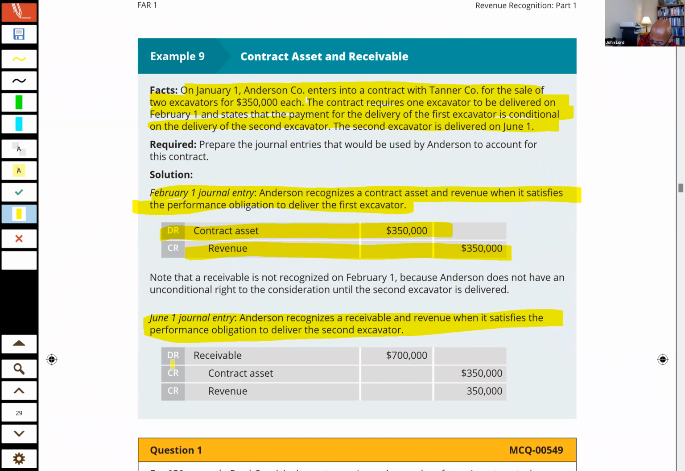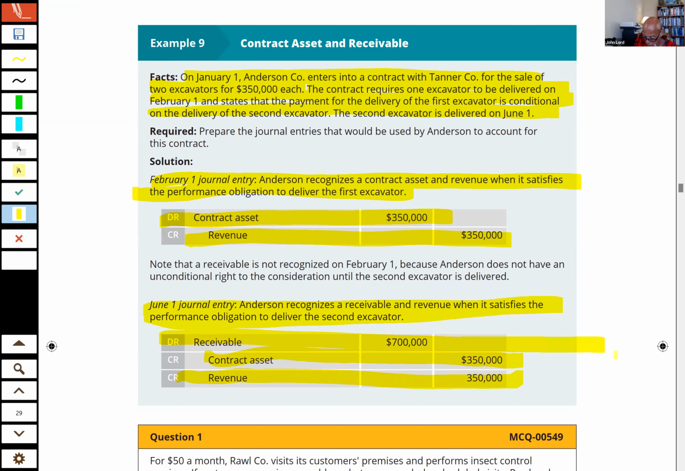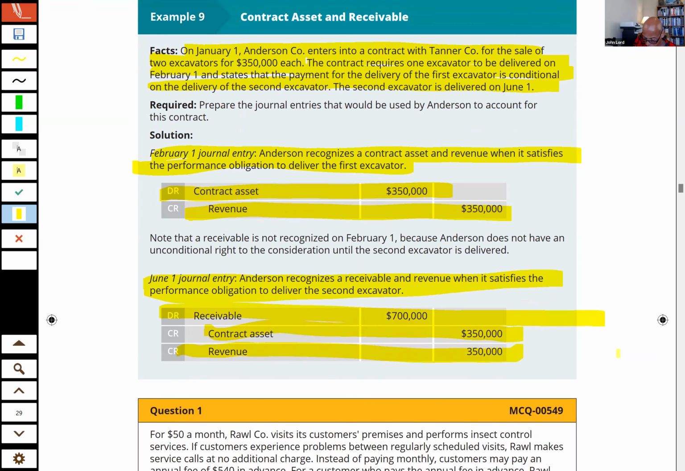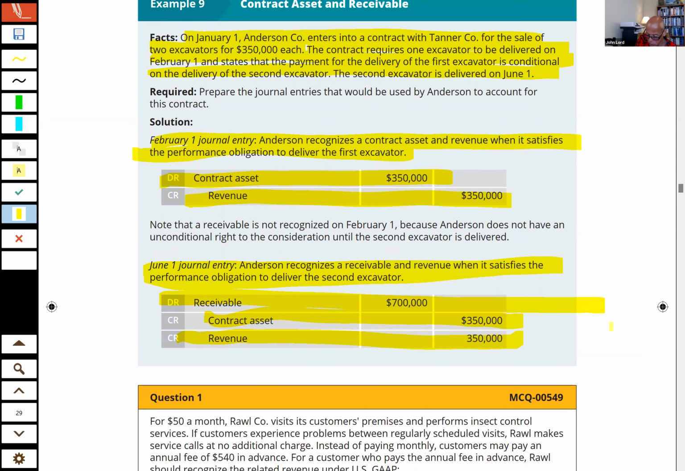Well, they deliver the second excavator, and so they take the revenue for the second excavator. They credit the contract asset now because they've performed on the entire contract, and because they're waiting for payment now, they can go ahead and take a receivable because it is simply the passage of time. And they don't tell us when they were supposed to pay this, do they? Do they say when they were supposed to receive payment? I don't see any discussion as to when they were supposed to receive payment.